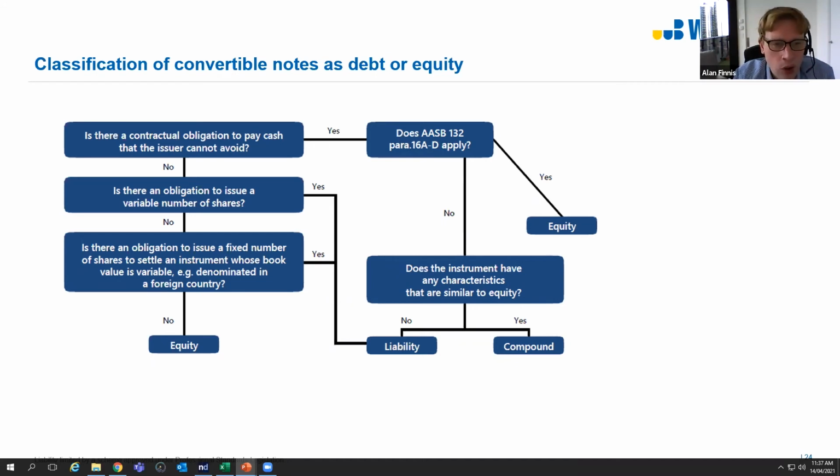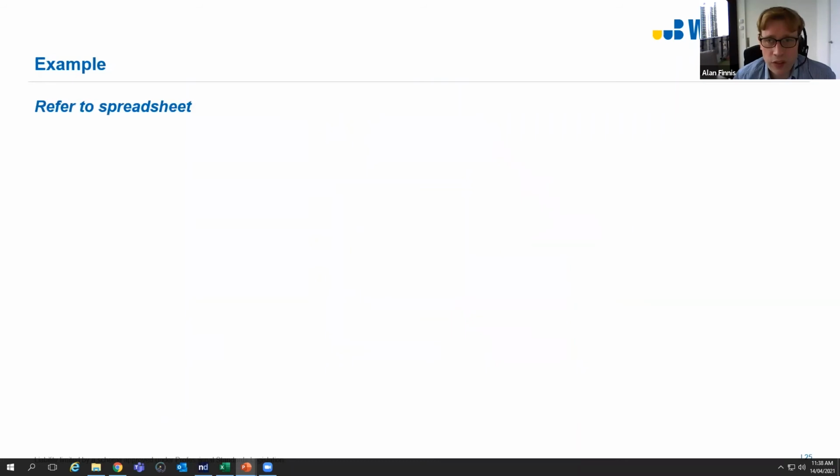So if you do think you've got one at equity, I would encourage you to double check that with somebody, because I haven't seen it too many times over my career, but they do exist. The majority will be liability and compound, and that's really driven by the fact that most of them will require a payment of cash in some component, and also most of them are a variable number of shares. So I would say maybe 10 to 15% that I've seen are a compound, and then 80 to 85% are liability.